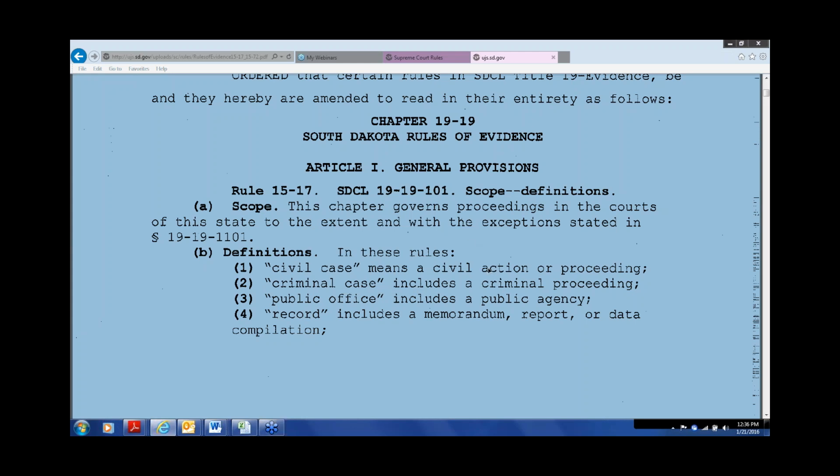There wasn't much discussion about Article 1, and so if you've got the language of the rules in front of you, you basically know that they track the federal rule language, and I don't have a whole lot to say about Article 1. So we can move on to Article 2.